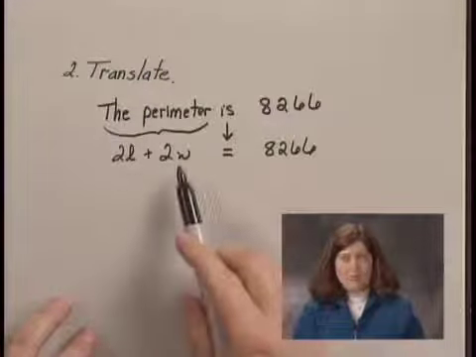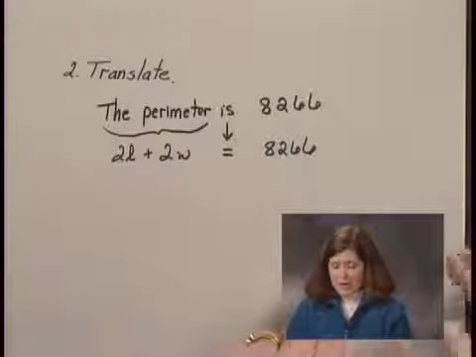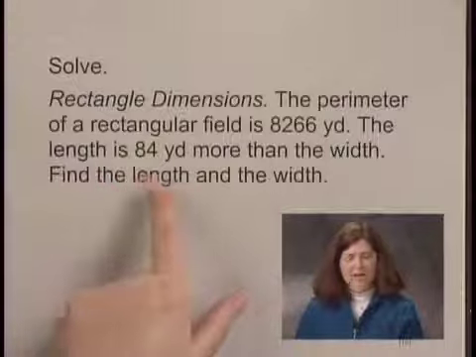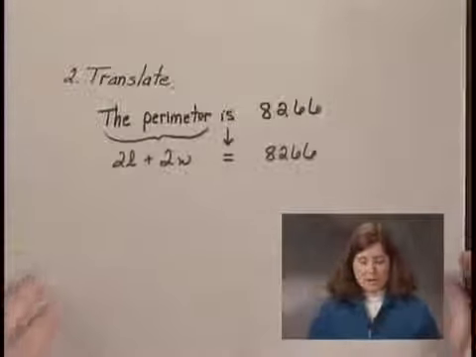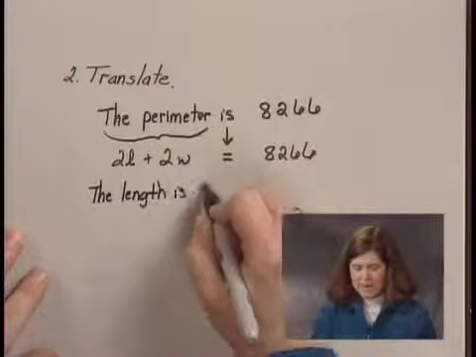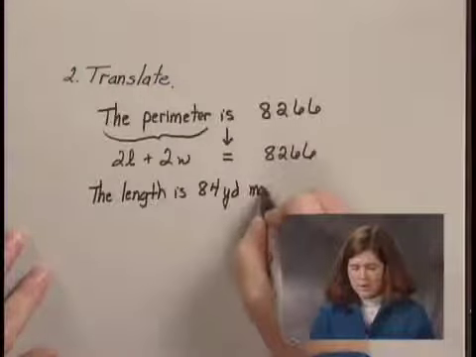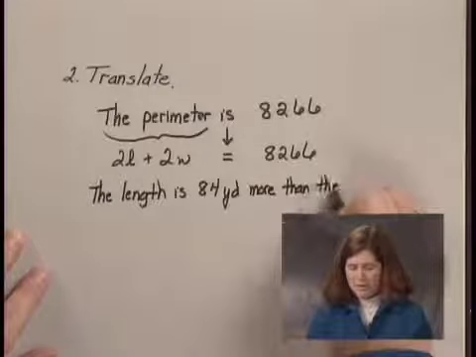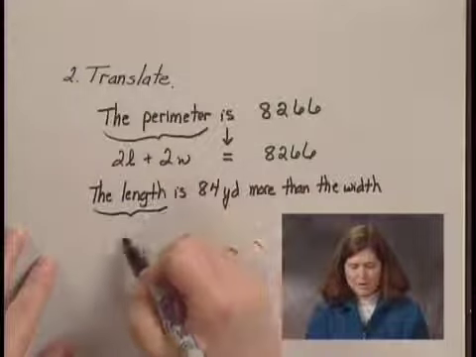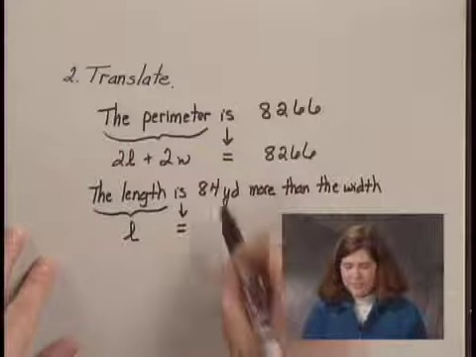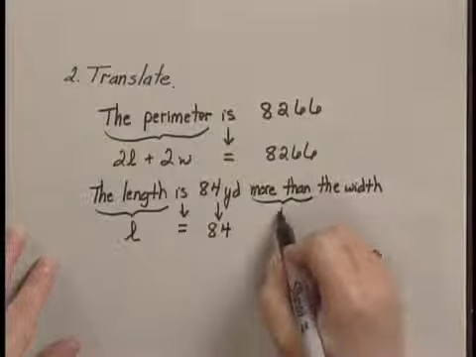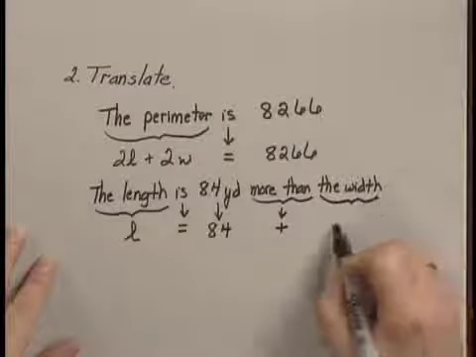Since we have two variables, in order to solve for L and W, we need another equation. And here's where you might look back at the problem and ask yourself what other information is given. Well, we were given that the length is 84 yards more than the width. So I'm going to write that. The length is 84 yards more than the width. Translating that to mathematical language, the length we called L translates to equals 84 yards, we'll write as 84. More than is addition, so we'll write plus, and the width would be W.